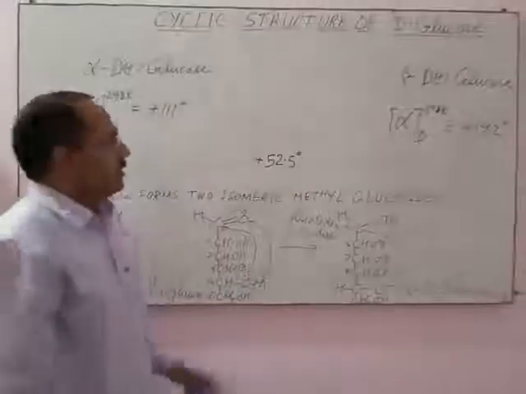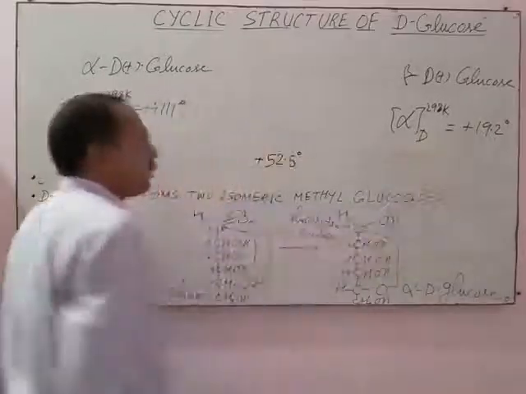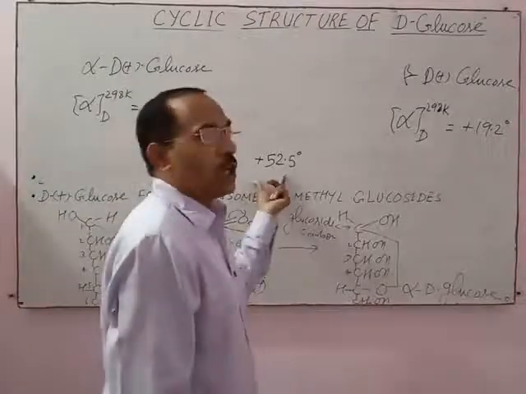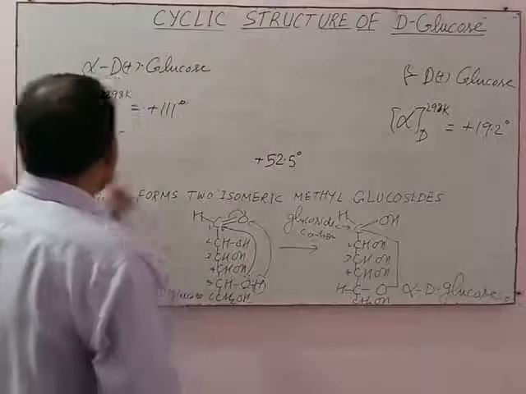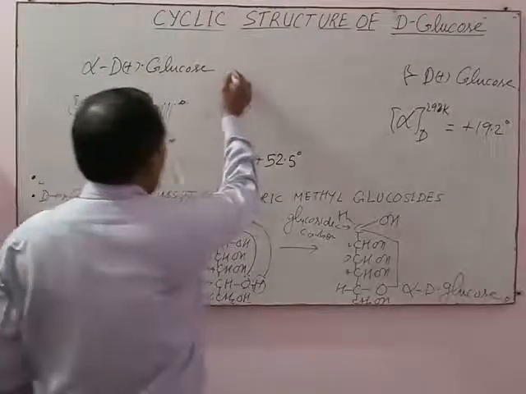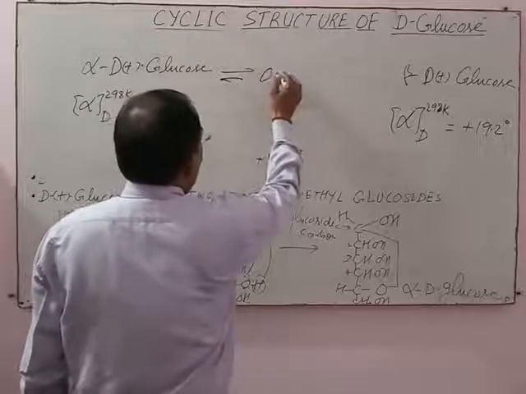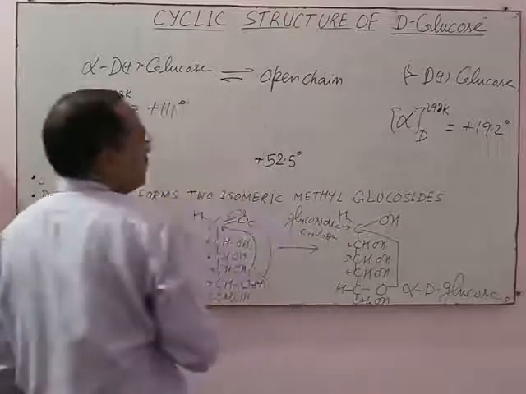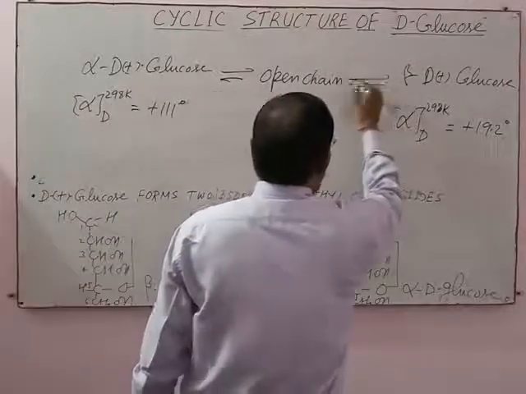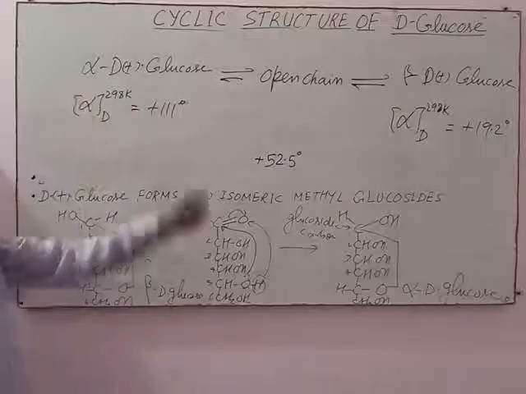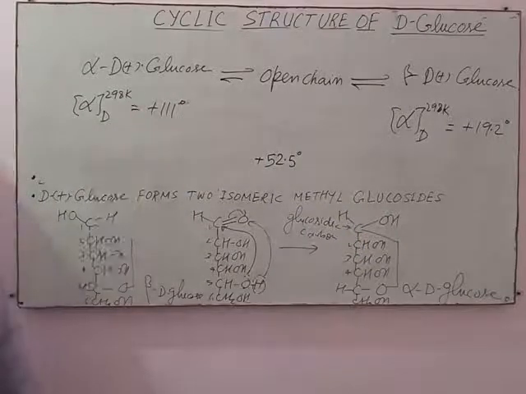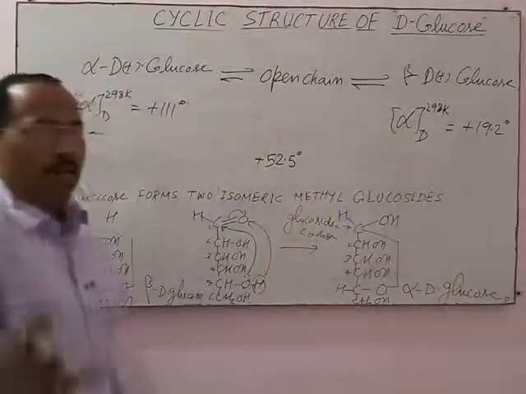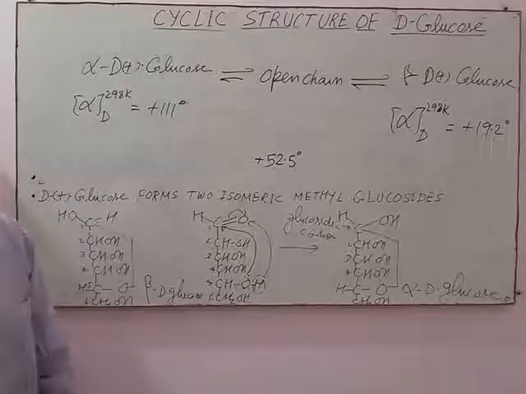This spontaneous change in the optical rotation of alpha D glucose and beta D glucose is known as mutarotation. It means alpha D glucose through the open chain form changes to beta D glucose, and beta D glucose through the open chain form changes to alpha D glucose. There is equilibrium between alpha D glucose and beta D glucose via the open chain structure of glucose.